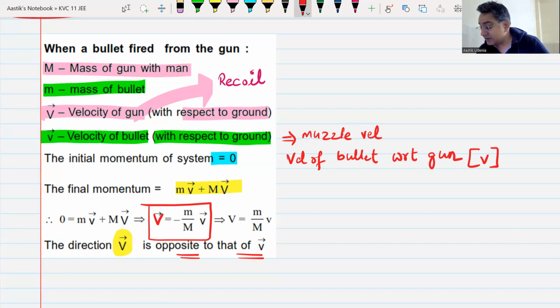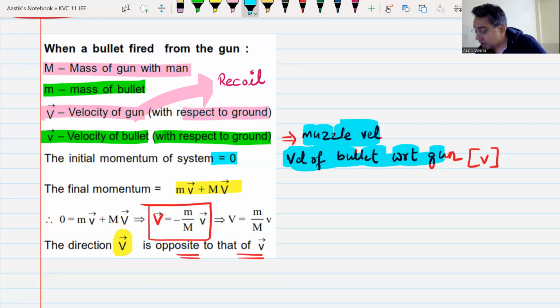If the muzzle velocity is given to you, which is the velocity of the bullet with respect to the gun, in that case the recoil velocity of the man becomes m into v upon small m plus capital M.